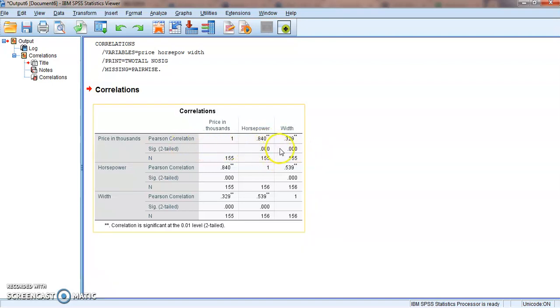Likewise, if we look at price in thousands and width, we'll see the same sort of thing. We see a correlation not nearly as strong, 0.329, so a fairly moderate correlation here, but it is significant, 0.000 once again.